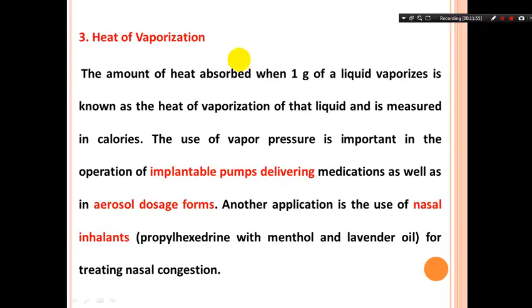The third study is the heat of vaporization. Heat of vaporization is the amount of heat absorbed when 1 gram of a liquid vaporizes into a vapor, and it is measured in calories.